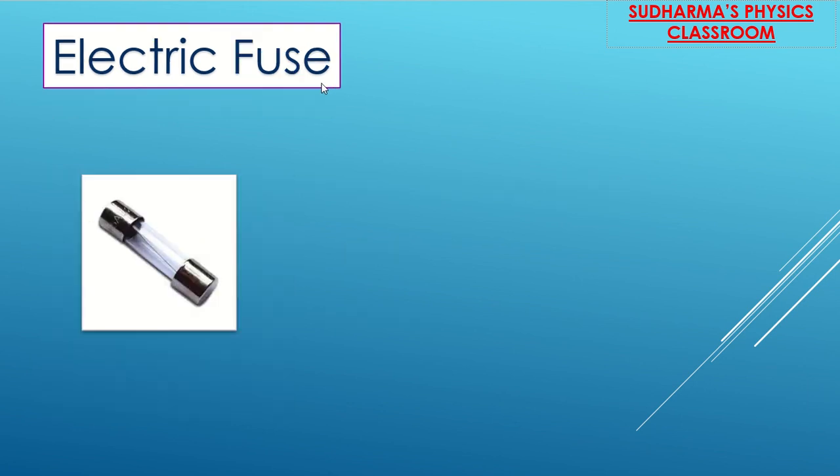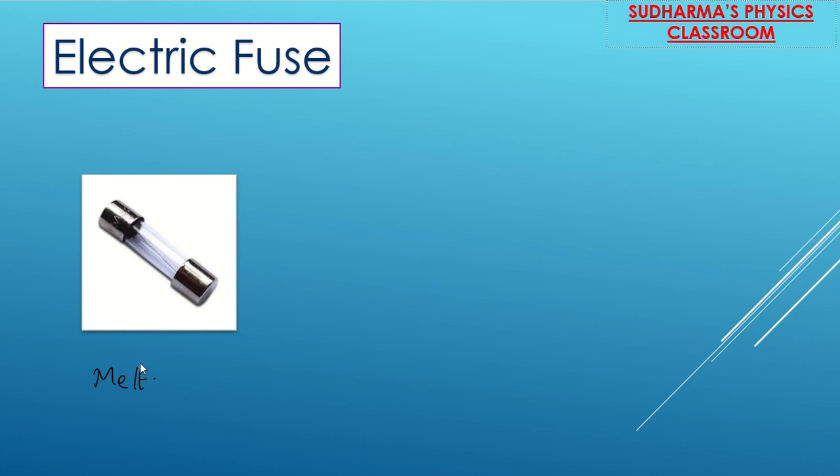Okay. Now coming to the electric fuse. So what is an electric fuse? An electric fuse is a protecting device. If excess current flows through the circuit, the fuse wire will melt. The fuse will melt and protect the circuit. Okay, so how is it going to protect the circuit?